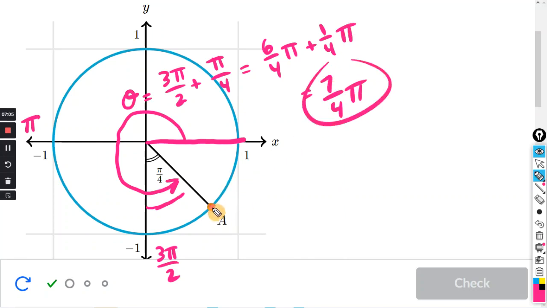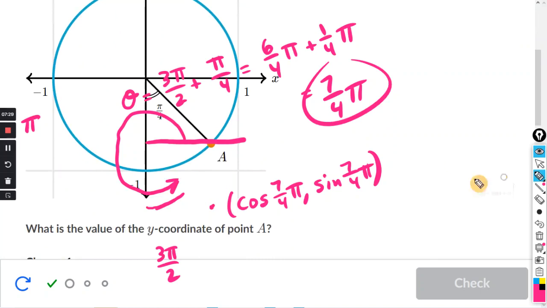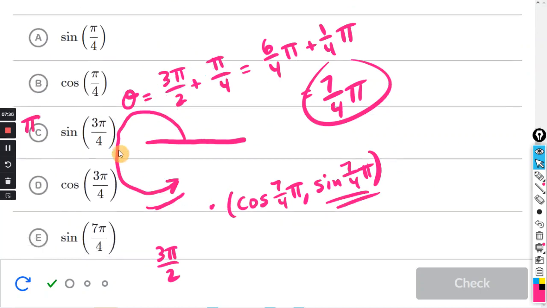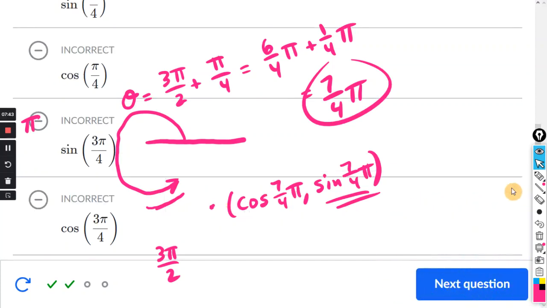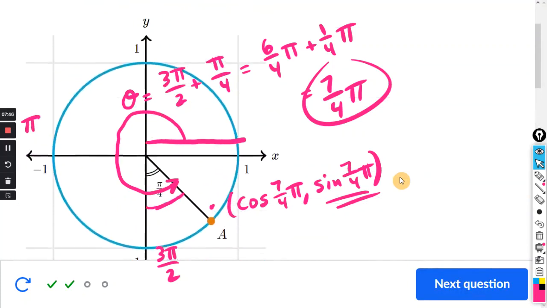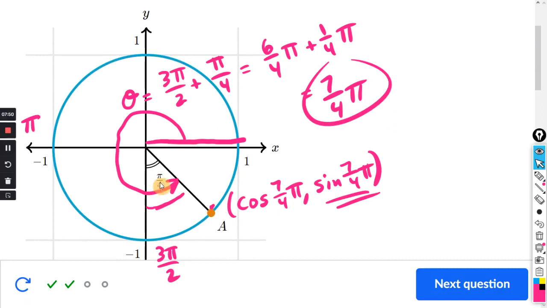Now, recall from a previous exercise, the x-coordinate is the cosine of the angle. So the x-coordinate is the cosine of 7/4 pi, and the y-coordinate is the sine of 7/4 pi. All right, so they are asking us the y-coordinate of point A. So that's going to be sine of 7/4 pi, or 7 pi over 4. So don't just choose pi over 4, because you have to start at the positive x-axis and go counterclockwise.